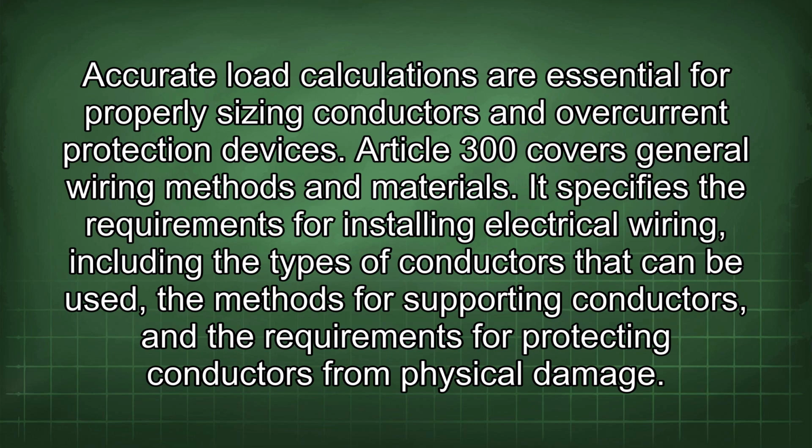Article 300 covers general wiring methods and materials. It specifies the requirements for installing electrical wiring, including the types of conductors that can be used, the methods for supporting conductors, and the requirements for protecting conductors from physical damage.